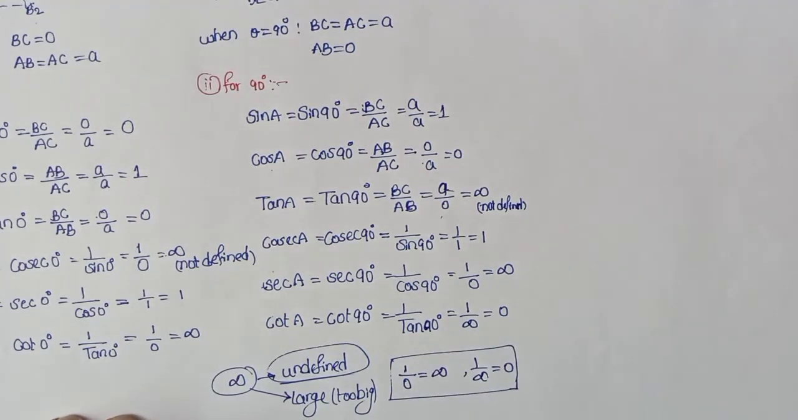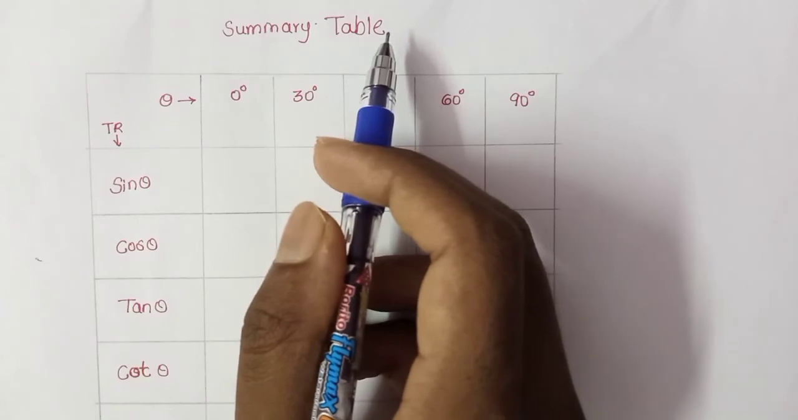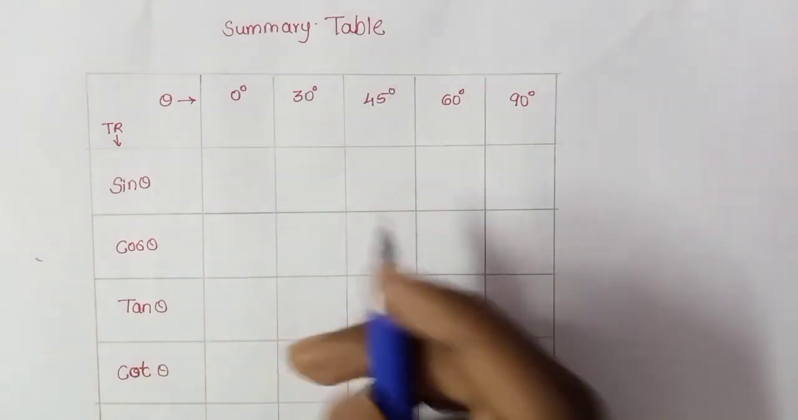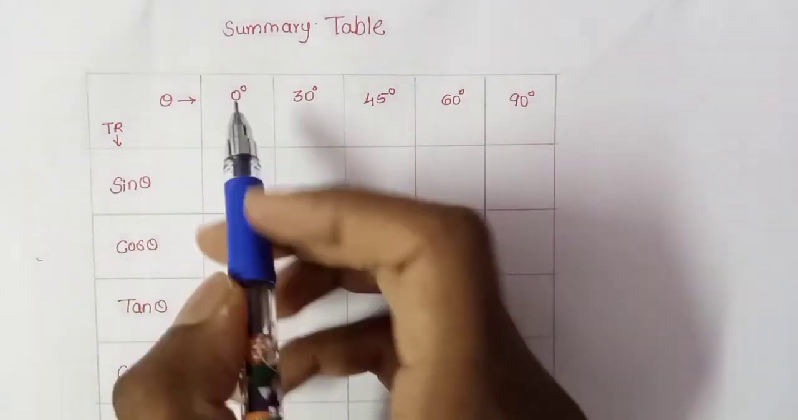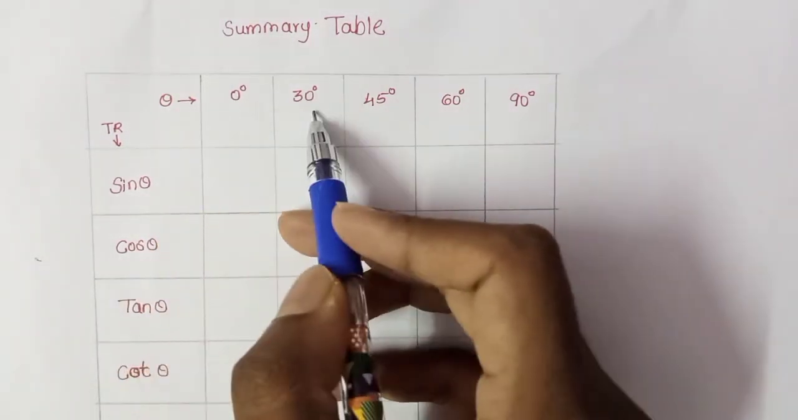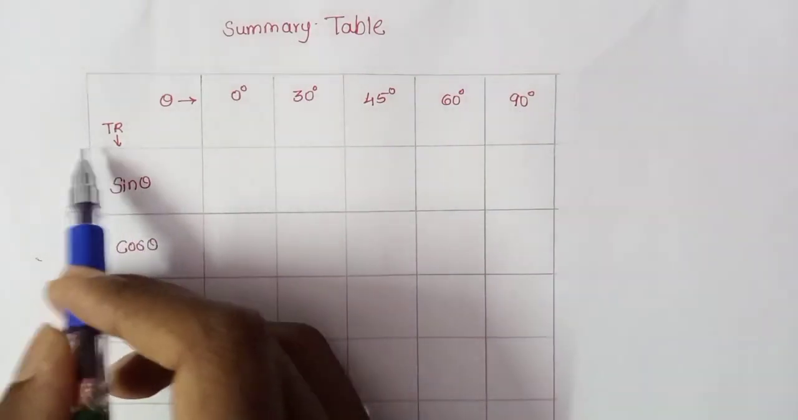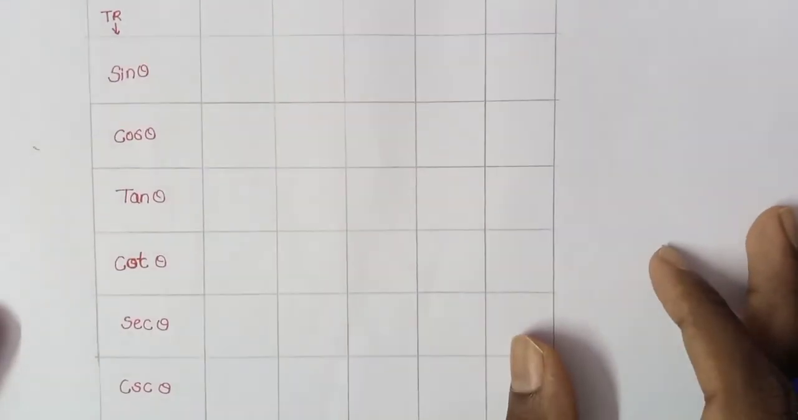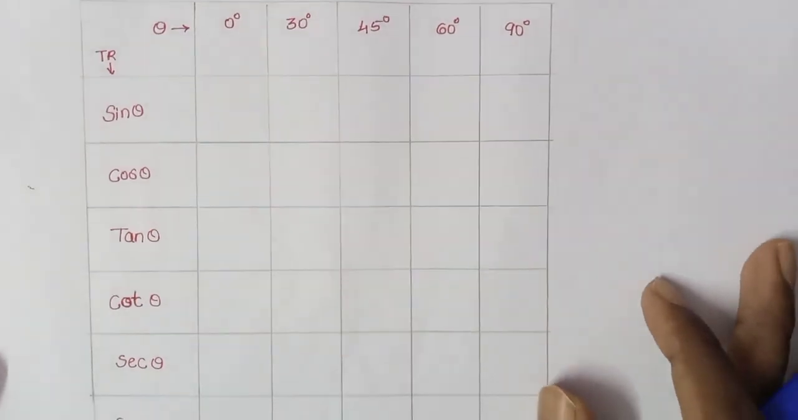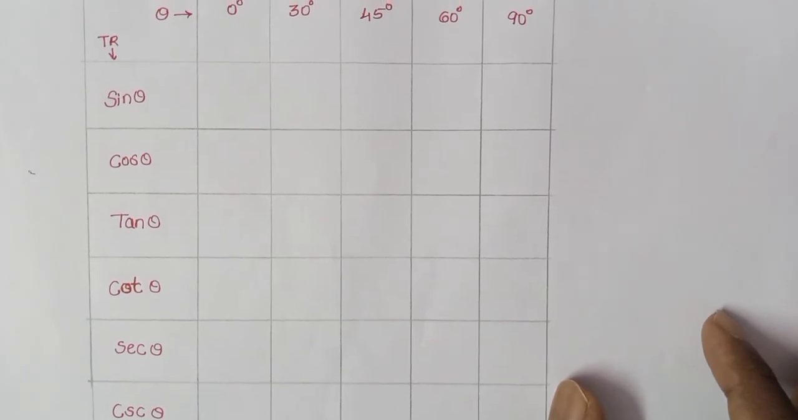And so next we'll do the summary table. What we have discussed till now, we'll make a summary. Here I made a table with columns 0 degrees, 30 degrees, 45 degrees, 60 degrees and 90 degrees. In rows, trigonometric ratios sin theta, cos theta, tan theta, cot theta, sec theta and cosec theta. So let us make a table here.